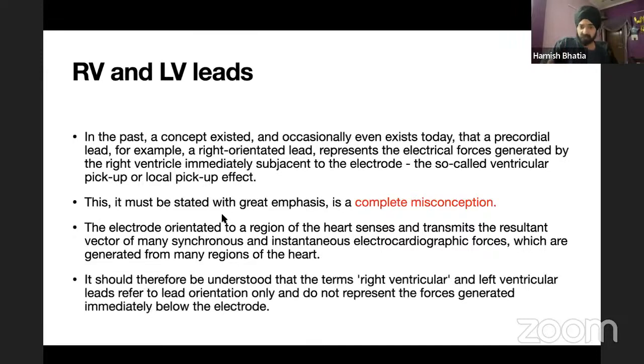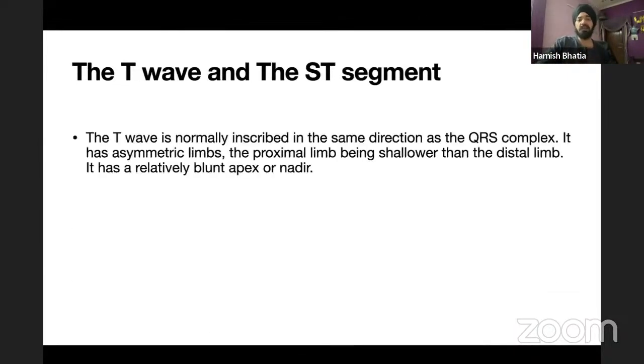It should therefore be understood that the terms right ventricular and left ventricular leads refer only to lead orientation and do not represent the forces generated immediately below the electrode. Every lead will tell you about the entire forces of the heart. It's not that one lead is telling about one particular portion of the heart. Okay. So, I'm glad everyone is understanding well.